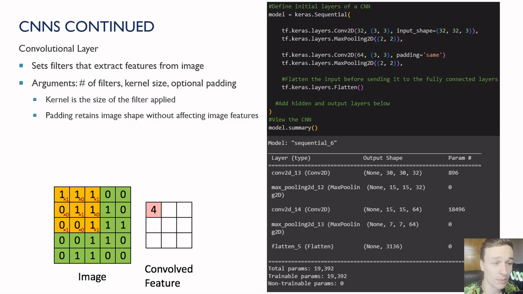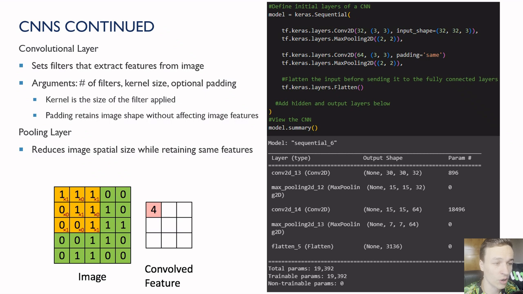Padding was added on the second convolutional layer of the example code. And you can see in the model summary that the output of this second layer is 15 by 15, which matches the input size that was passed to it. Overall, padding is recommended as it can help preserve the spatial dimensions of the feature maps and can improve the performance of the model.